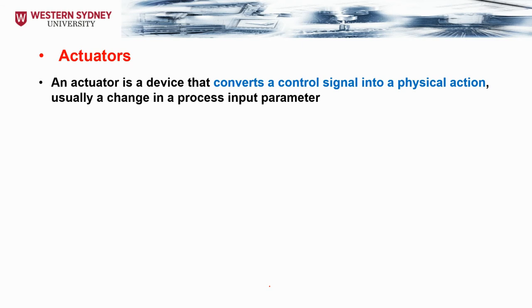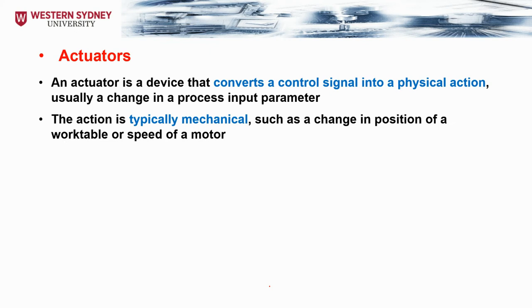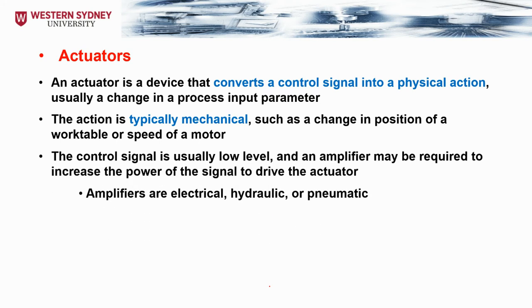The actuator is a device that converts a control signal into a physical action, and usually is going to be a change in the process input parameters. The action is going to be typically mechanical, such as the change in the position of the work table or the speed of the motor we have on the CNC machine. The control signal is usually going to be a low level, and an amplifier may be required to increase the power of the signal to drive the actuators. The amplifier is usually going to be electrical, hydraulic, or pneumatic.